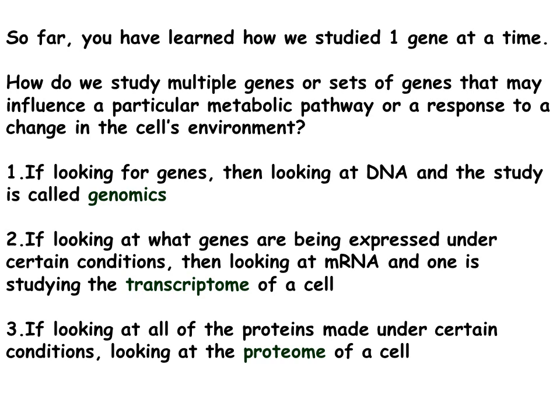So far, you've learned how we studied one gene at a time. And that's the way it was for a long, long time. But nowadays what we're doing is studying multiple genes or sets of genes that influence a particular pathway, let's say the electron transport system or the Krebs cycle, or anything that would cause a response or a change in the cell's environment. So if we're looking for genes and then looking at the DNA, this is known as genomics.